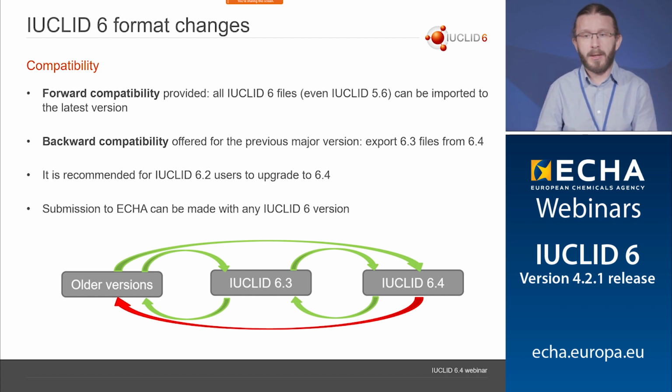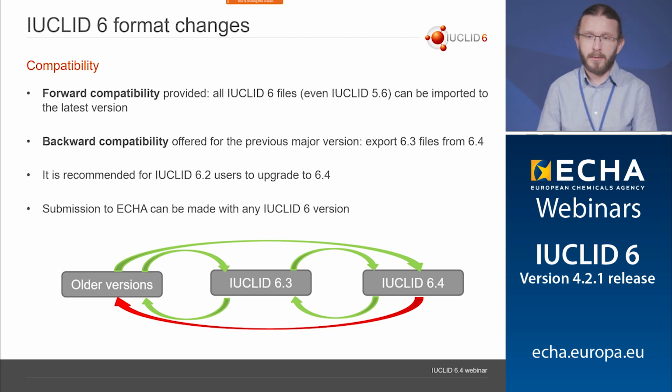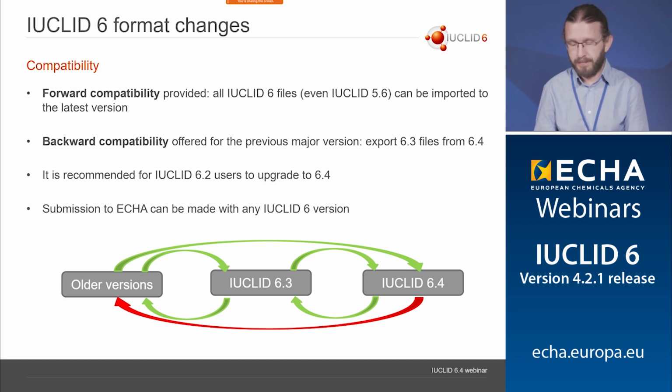Submission to ECHA can be made with any Euclid 6 version. One exception is if you report information on nanomaterials under the REACH regulation, then you have to use Euclid 6.4 because, as I mentioned, it contains the new requirements for this type of substances.